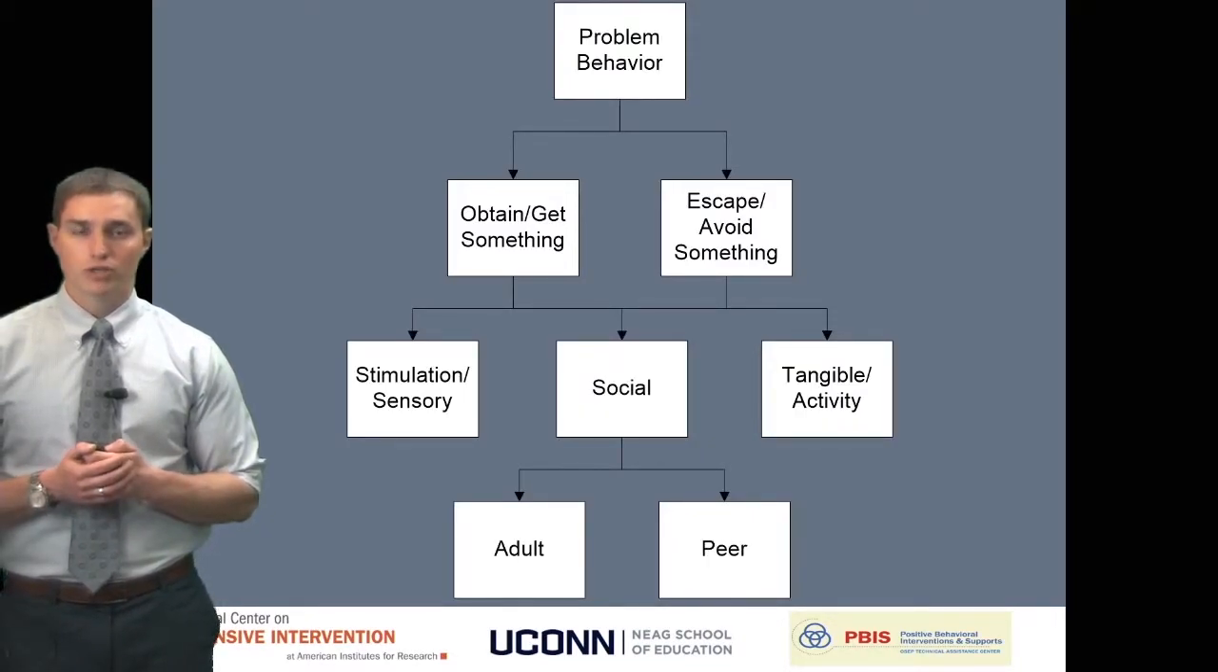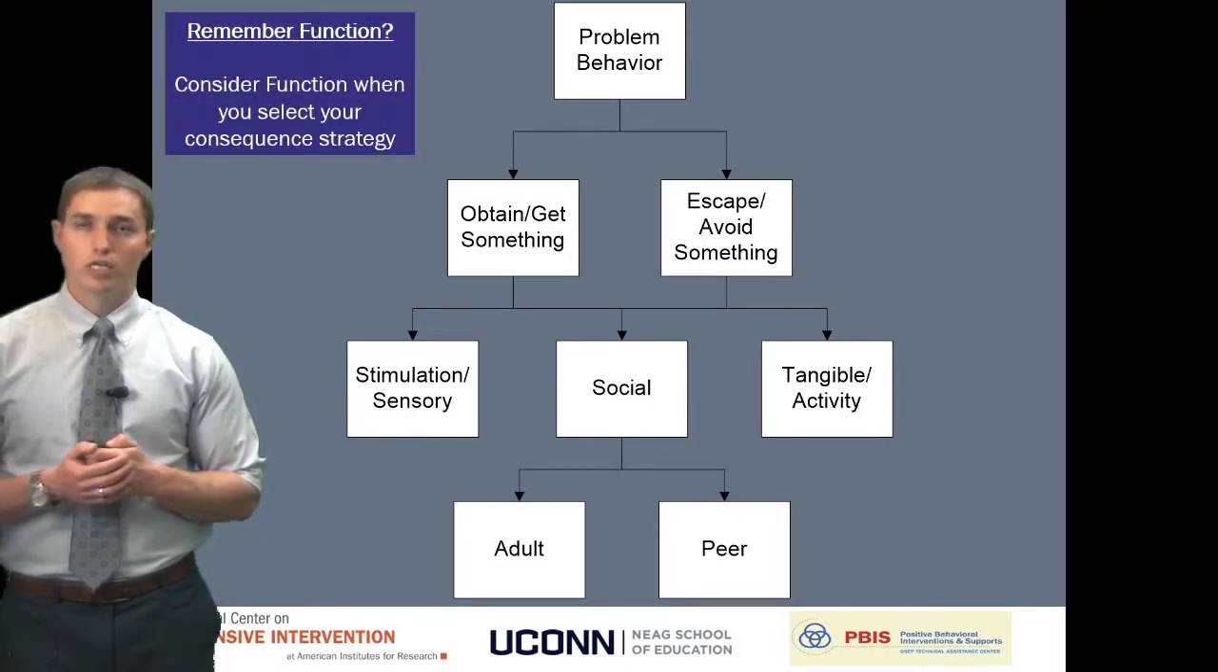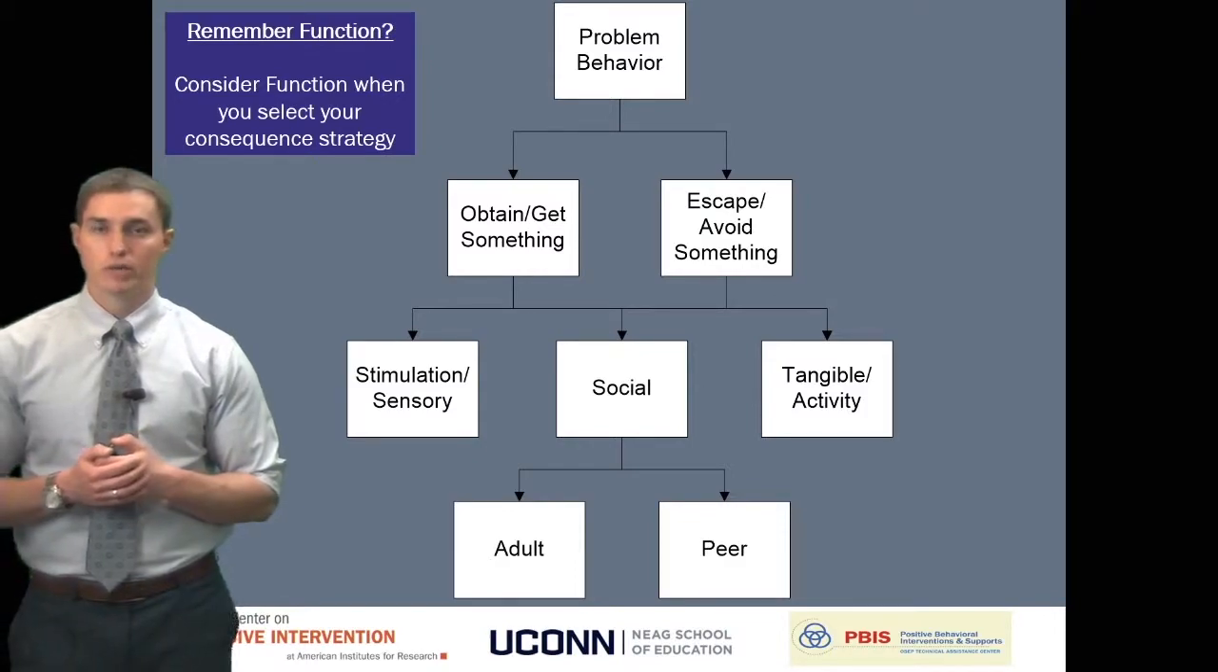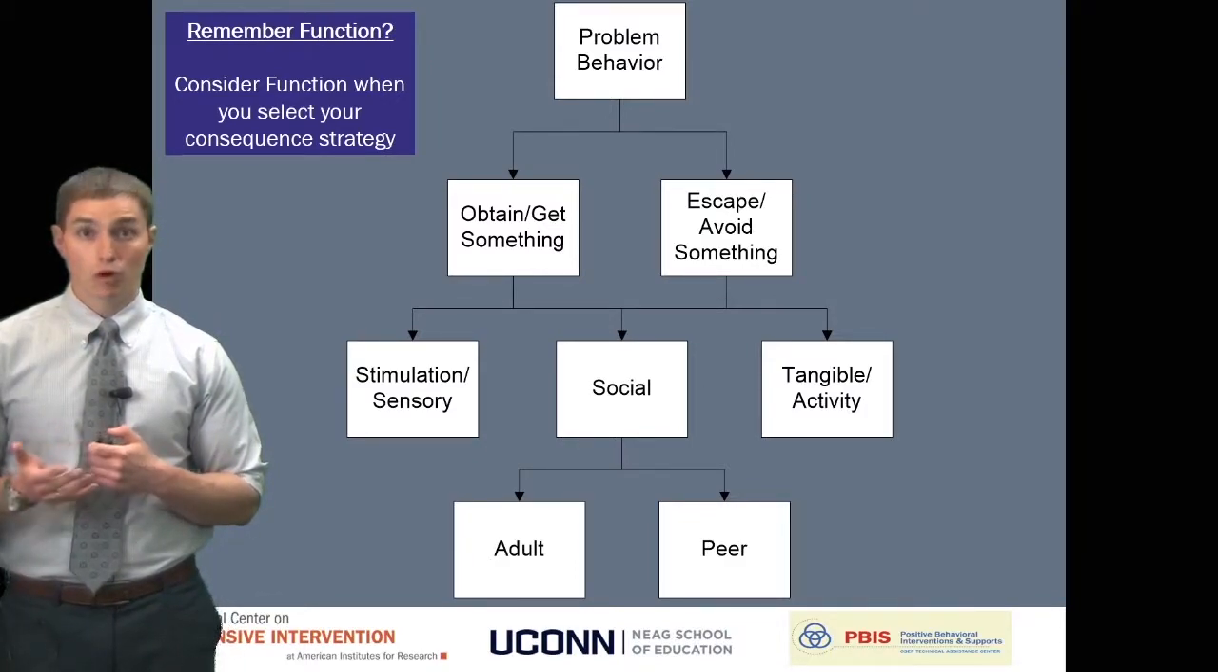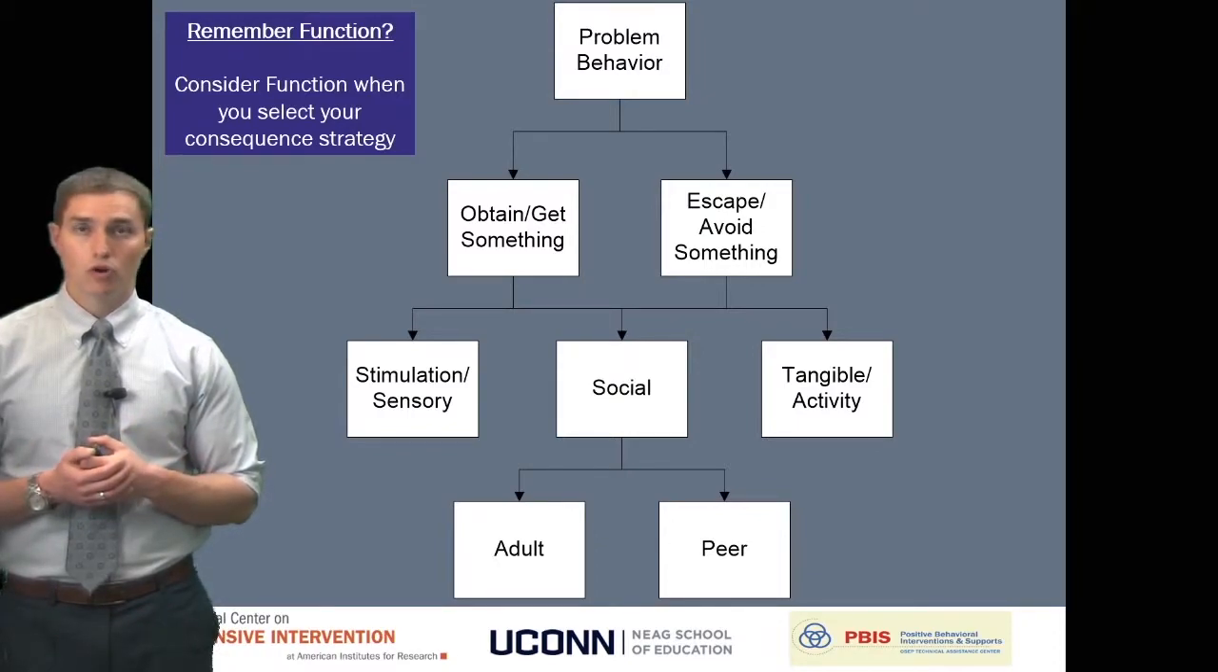This slide is a refresher slide from our first modules as we spoke about function of behavior. So as a reminder, you likely recall our conversation about function. You should always consider the function of the student's appropriate and inappropriate behaviors when determining how you will respond to that behavior.